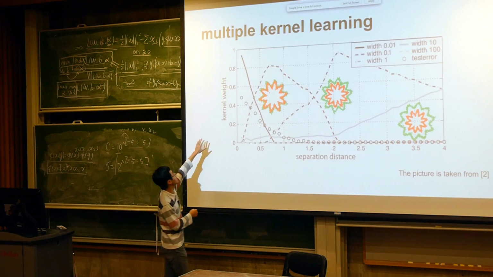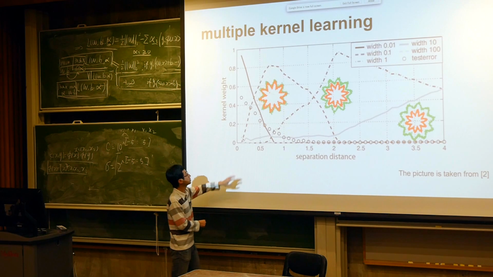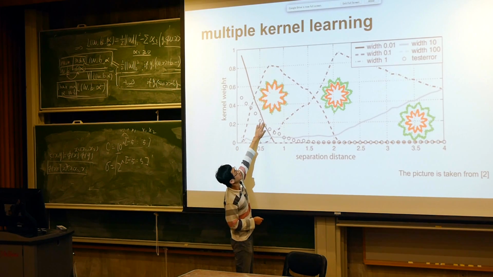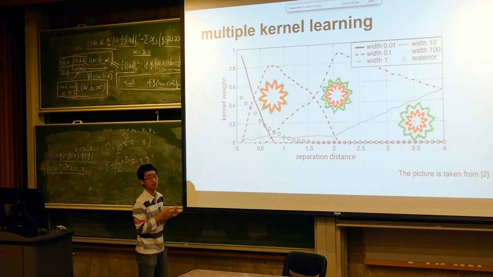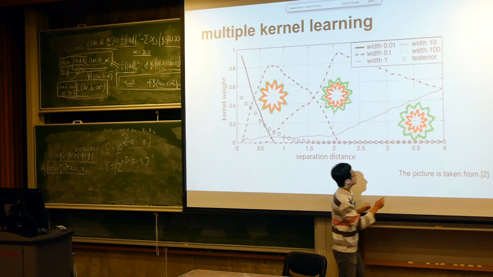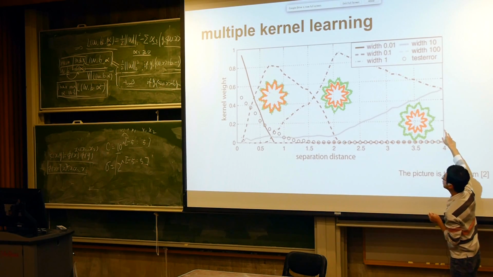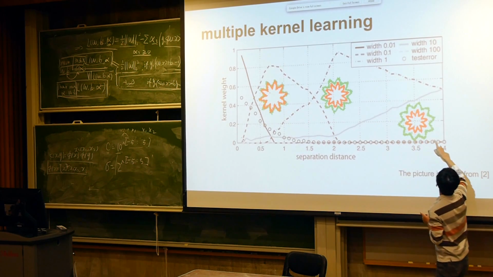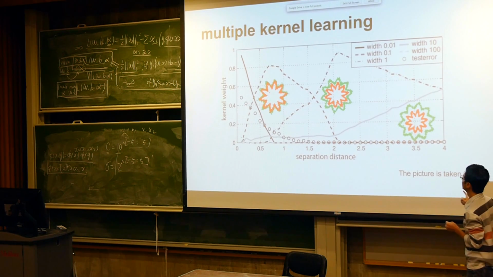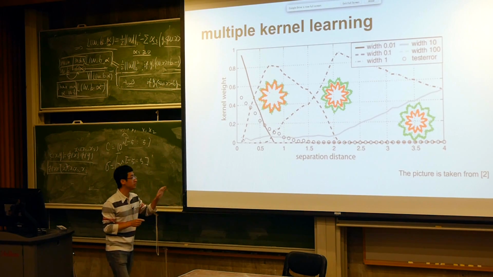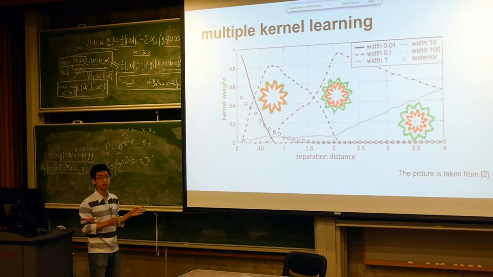And you can see the kernel weight here. If the two sets are close to each other, then the kernel with small bandwidth plays a more important role, right? You can see this line, which corresponds to the width of 0.01. But if the two sets are far apart, then the kernel with big bandwidth plays a more important role. Look at this line. This corresponds to the width of 10, right? So this shows how, for different scenarios, we may have different kernel combinations.